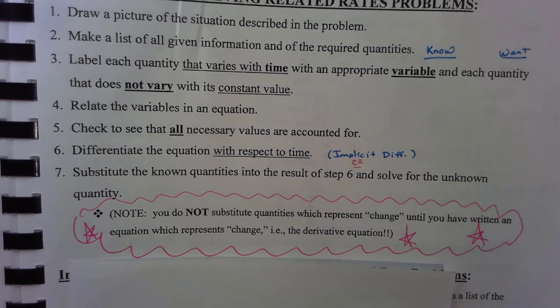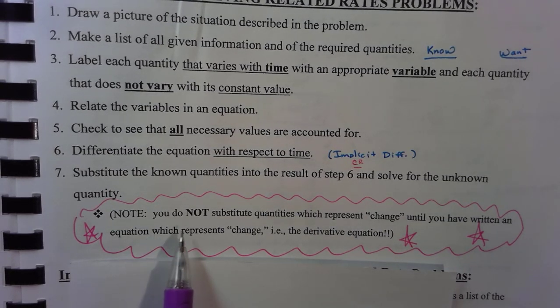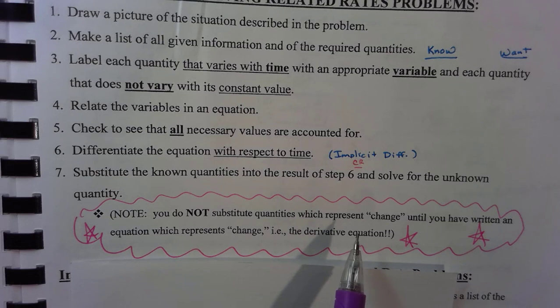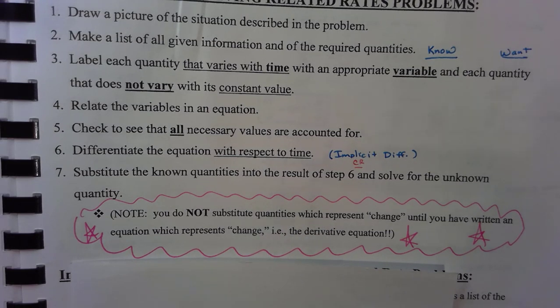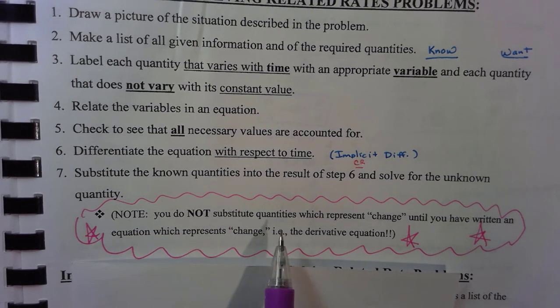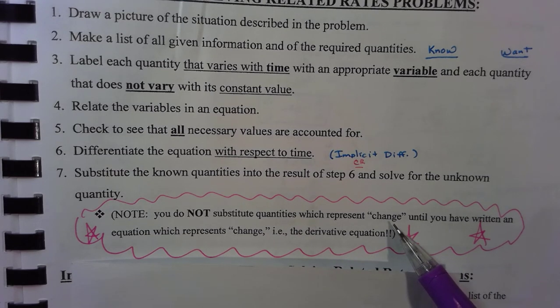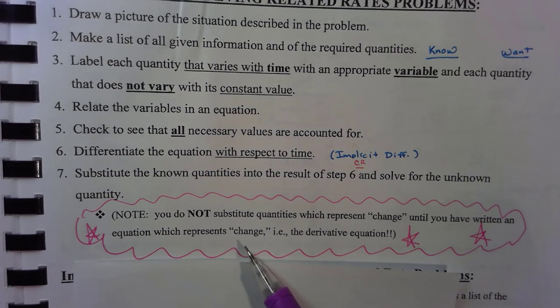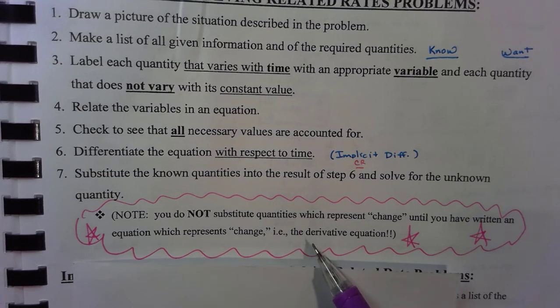Note, very important, you do not substitute quantities which represent change. In other words, things that might be changing, like the radius of an ice cream cone sphere. As the ice cream is melting, the radius of that sphere is going to change. So you do not substitute quantities which represent change until you have written an equation which represents change. In other words, the derivative.